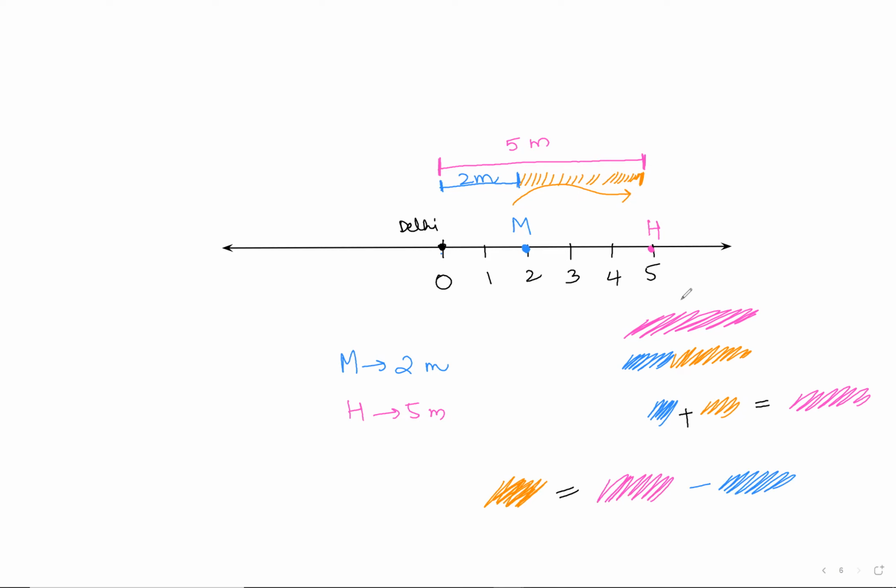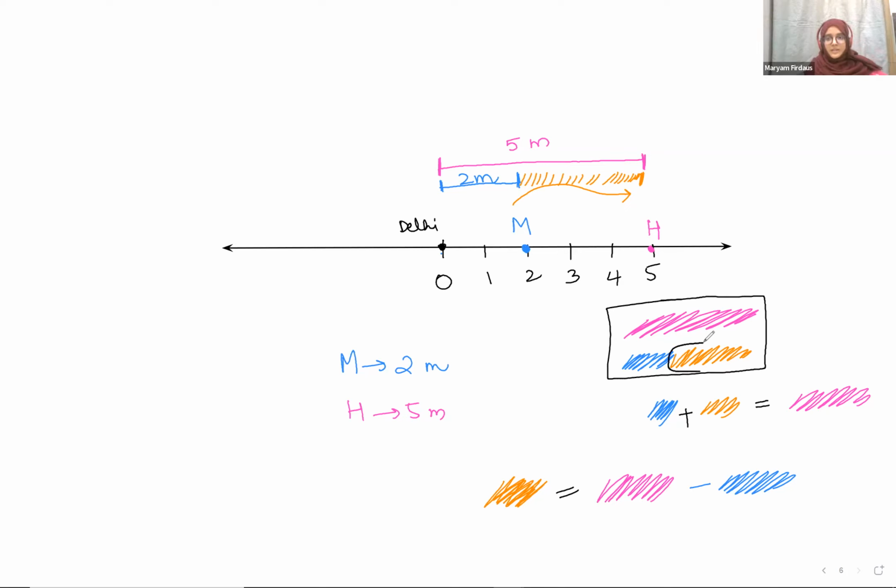Okay? Yeah. Take a look at this again. The orange part, what is it? It is basically the pink part minus the blue part. I'm sorry, you're taking away the blue part from the pink part and that gives you the orange part. Is that clear? Yes. Yes.